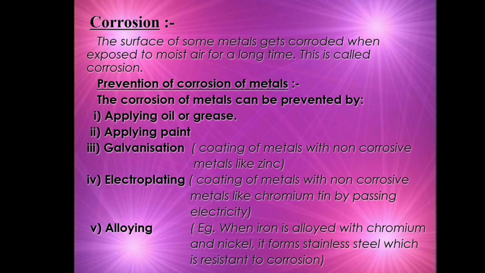Now let us see what is corrosion. The surface of some metals gets corroded when exposed to moist air for a long time. This is called corrosion. Prevention of corrosion of metals. The corrosion of metals can be prevented by applying oil or grease or applying paint.